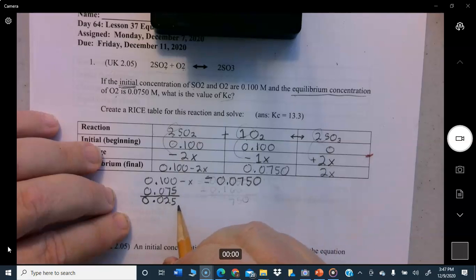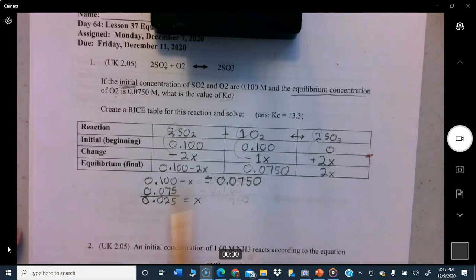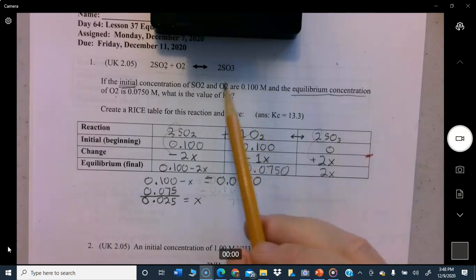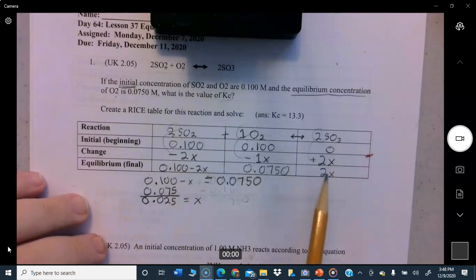And we're going to move the x over, so add x to both sides, and you end up with x equals 0.25. Okay, so I hope that wasn't an algebra trick for you there. All right, so we know what x is. So in order to get Kc, we have to have the equilibrium concentrations of everything to plug into the law of mass action. Okay, so let's go ahead and do that first, and then we'll write the law of mass action. You can do that in either order, but let's go ahead and get the concentrations.